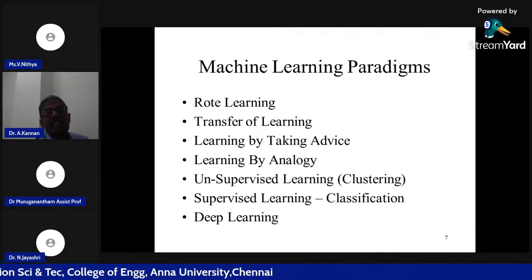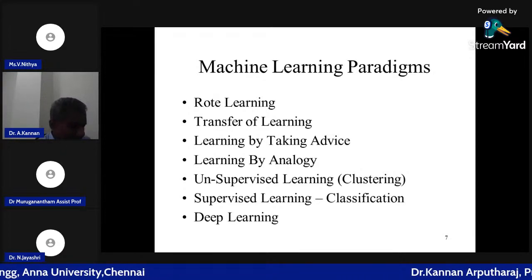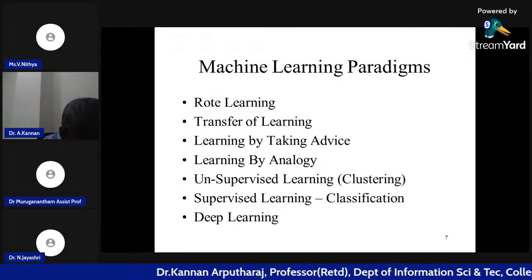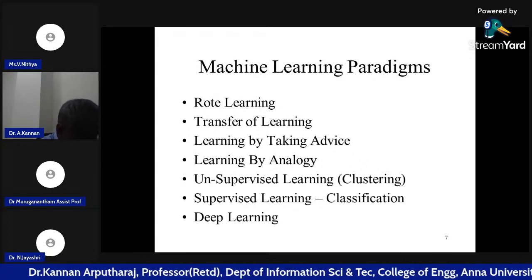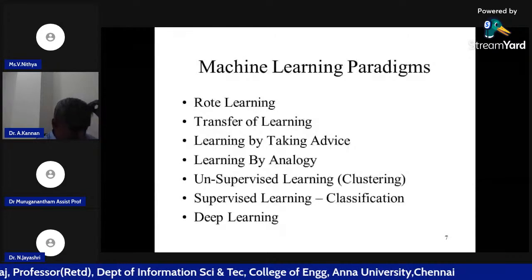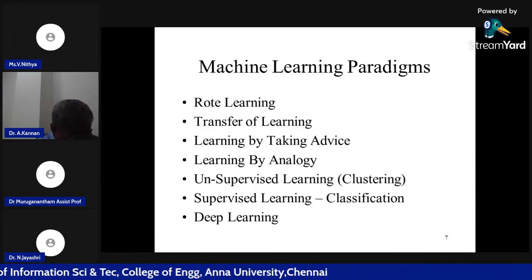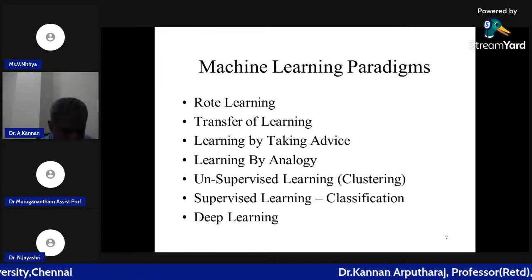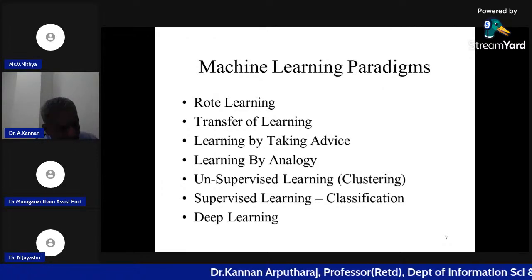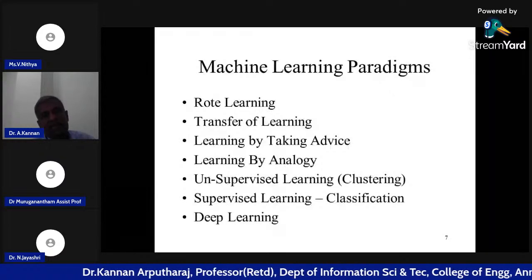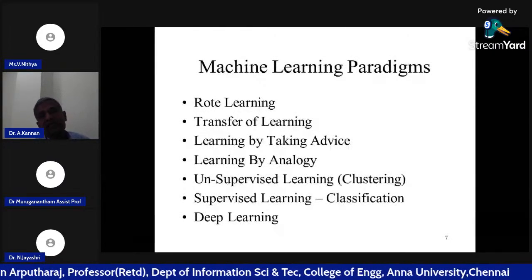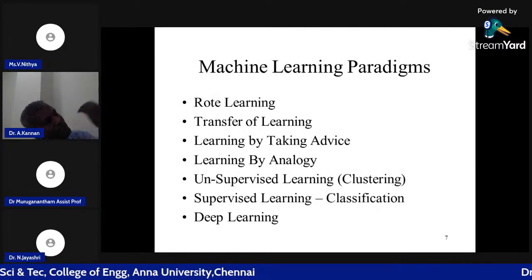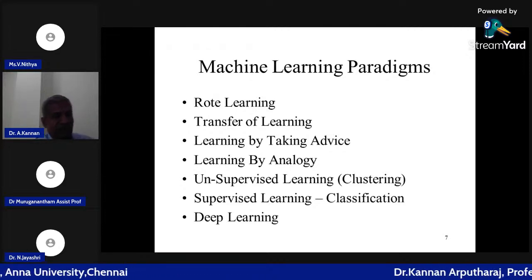Next, learning by taking advice. You can learn by taking advice from a supervisor in PhD, a guide in a project. From a teacher, you can learn. Similarly, in a working environment, a senior person can guide and give advice. A junior doctor can get advice from a senior doctor. A junior advocate can get advice from a senior advocate. Like that, learning by taking advice is also important. Suppose you are developing a medical expert system, you can go to a doctor, take his advice, and refine your system based on the advice given by him.